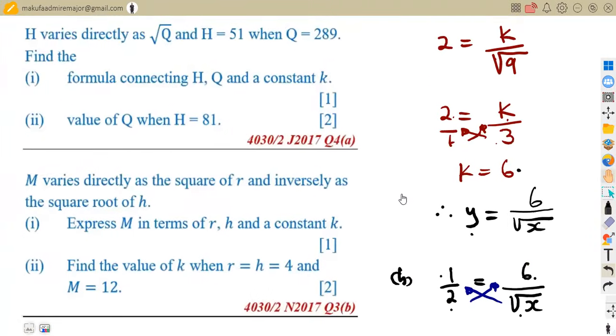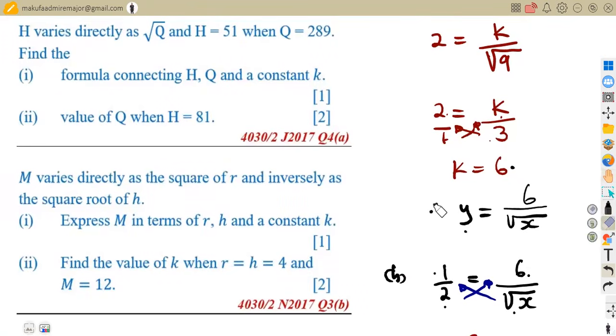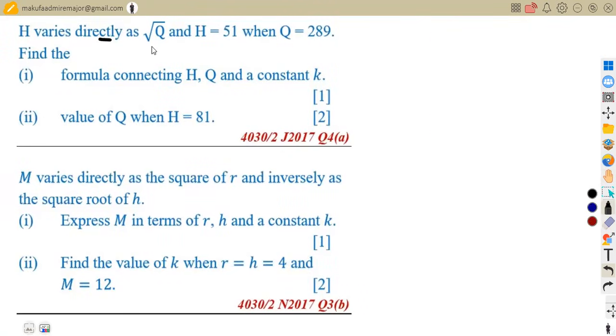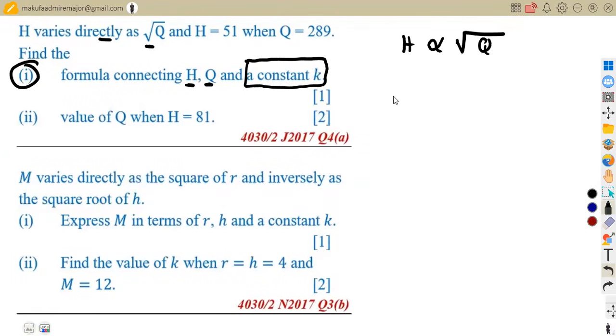All right, then h, on the other part, we are given that h varies directly as the square root of q. Already we are given here the square root. So h varies directly as the square root of q. Then we are given this information, but take note, they are saying find the formula connecting h, q, and a constant k. That is the first item. So the constant is needed. So h is equal to k square root of q. We are done. That is the first item.